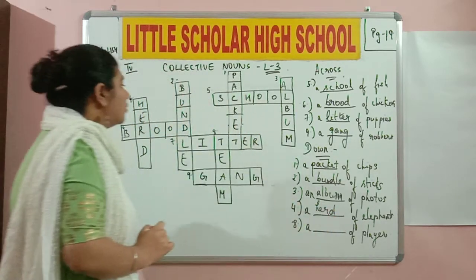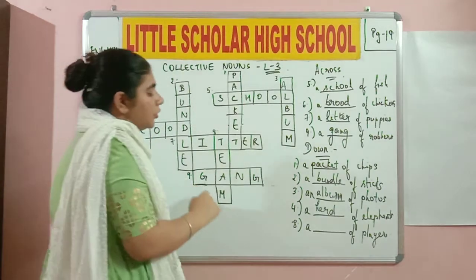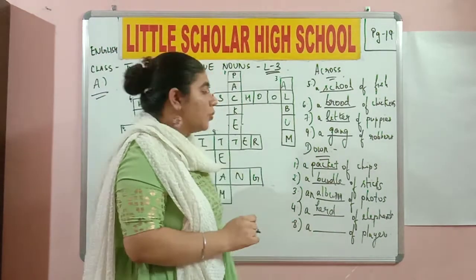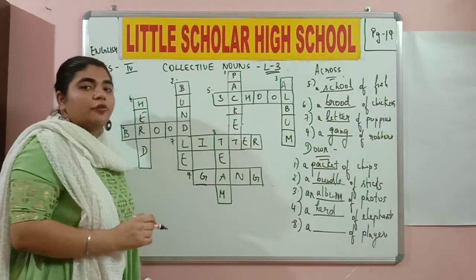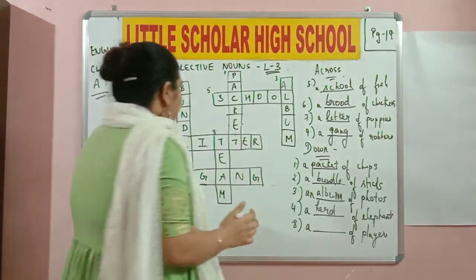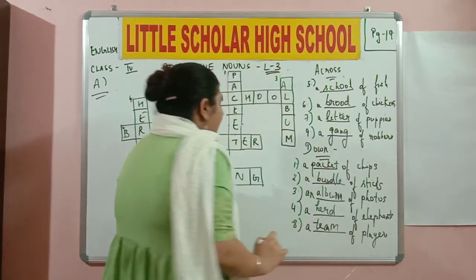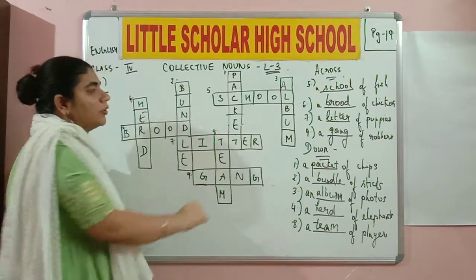HERD. Fourth one. Where do I need to write, class? Yes, HERD. I've written it for you. A dash of players. What do you think? If there is a group of cricketers together, what do you call them? You call them a team. So it is a team of players. TEAM. You need to write it over here. I've written it already for you.